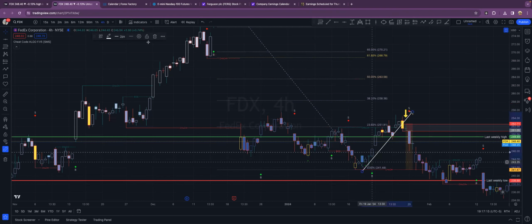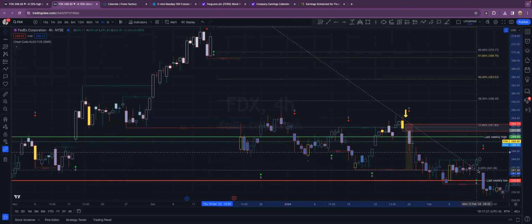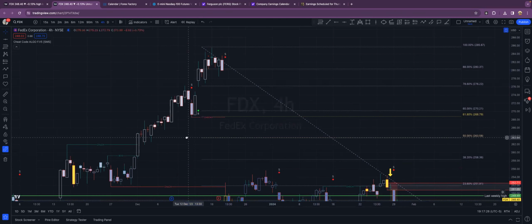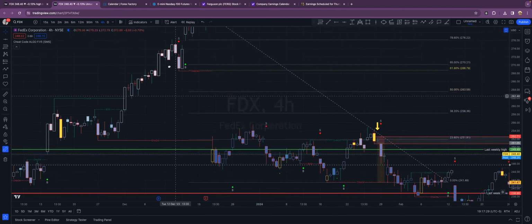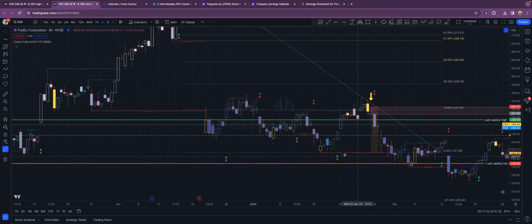So let's clean this up real quick. Get that out the way. Okay, great. So looking at the grand scheme of things, this was our high because that's where we came from, and this the low. So we're looking for a pullback. Guess what? We got a 23% retracement off that higher swing.